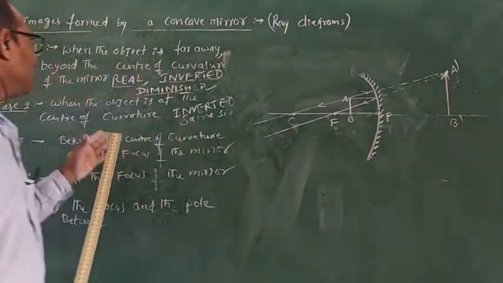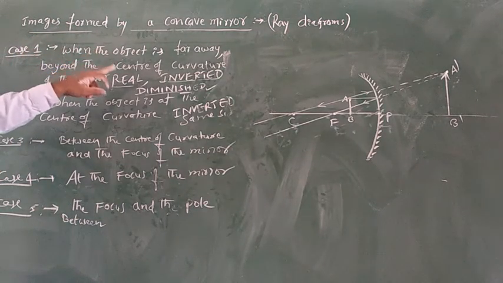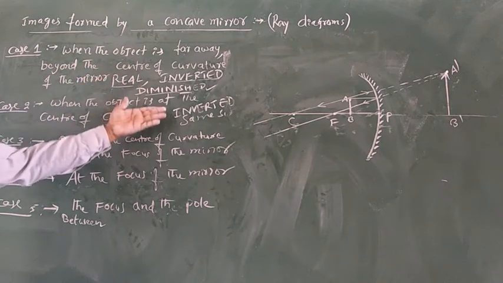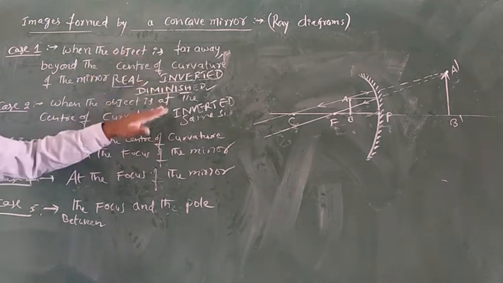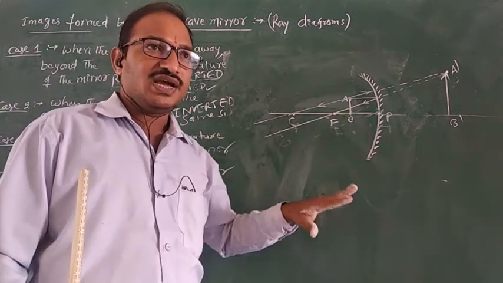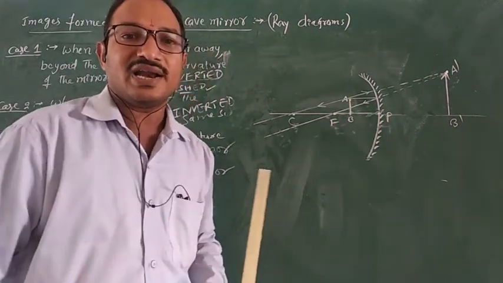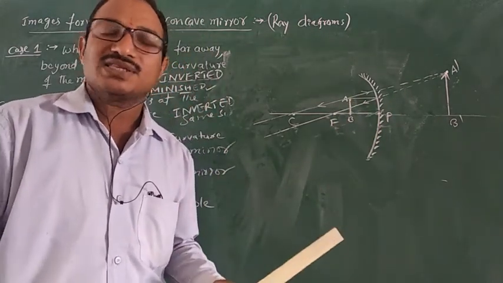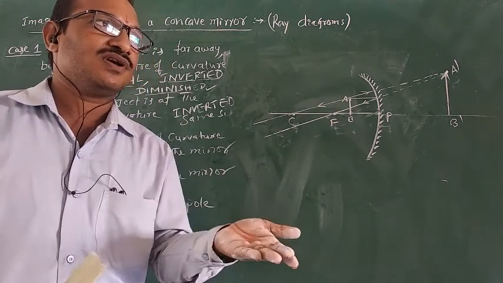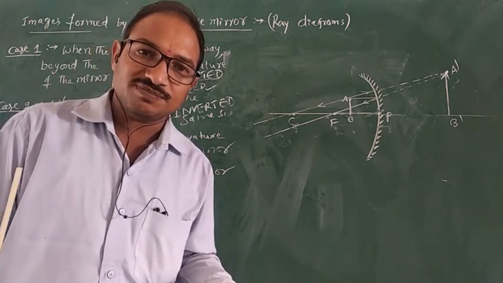So these are the five conditions. If the object is far away, beyond the center of curvature, what type of image are we getting? Real, inverted, and diminished. I hope you understood, children. Whatever I have drawn are called ray diagrams. Based on these we can say where the image will be formed. I hope you understood the concept.